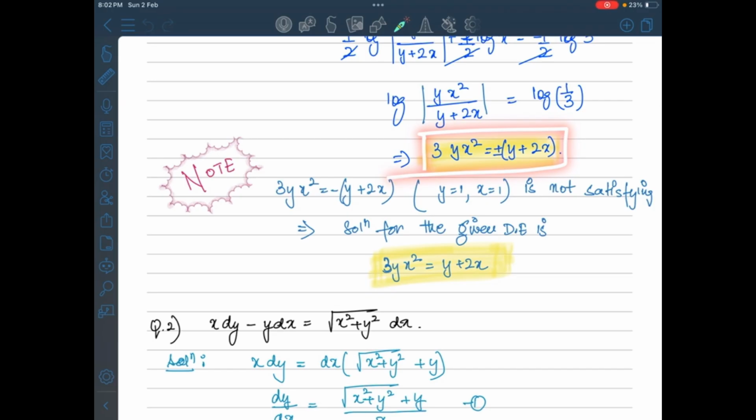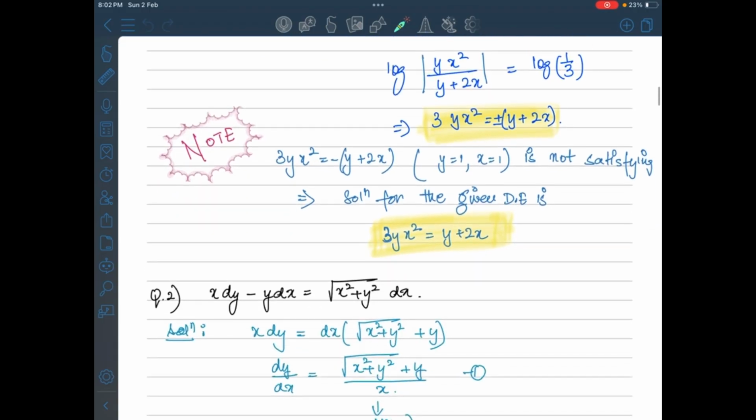Now I know that most of the students don't write this plus and minus, but make sure that whenever you remove log, basically by taking e on both the sides, you are supposed to write plus or minus. Okay. So this is your final answer.